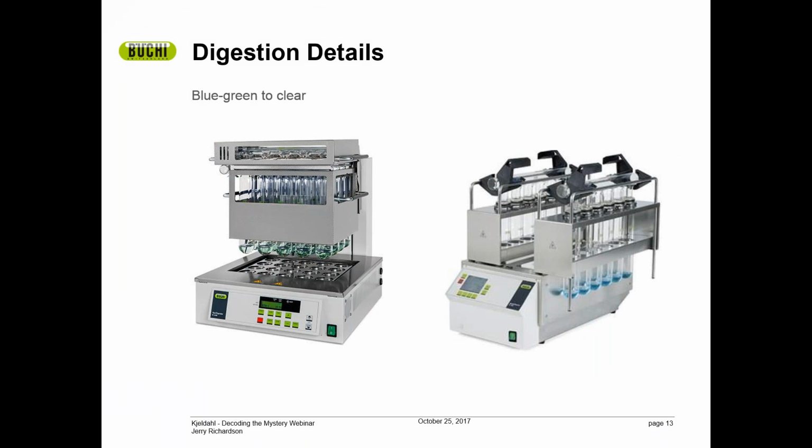Again, we're going to look at a couple different models for Buchi. What we have is the blue-green to clear. That indicates the end of the digestion. So what we're looking at here are two different versions, two different styles of getting to the same point. The first of which on the left is a block digestion system, where the glass comes in direct contact with the heating block, so therefore you have a direct transfer of the heat from the block to the glass to the sample.